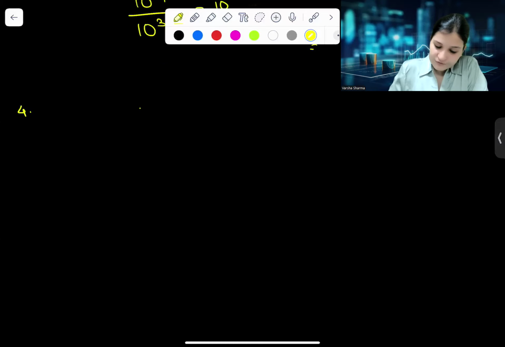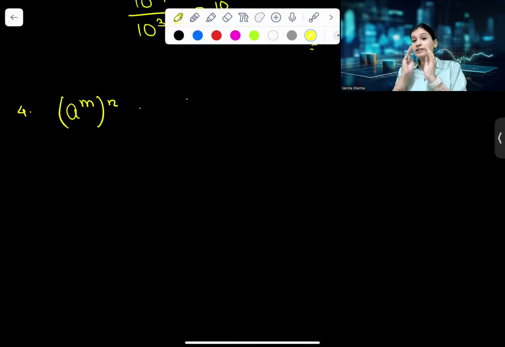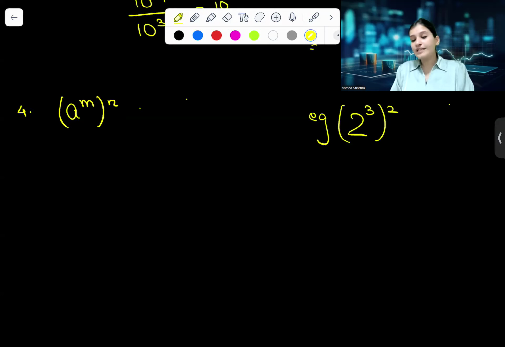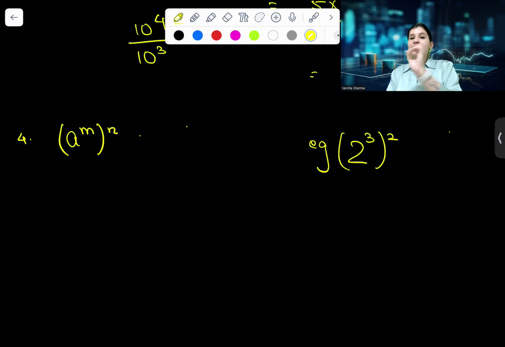Next, fourth. If I have a power m and there is another number on the same level. See, there are two things now. First example, 2 to the power 3 that gets multiplied twice. Here if you can see, the font size of 3 and 2 are the same. That means they are on the same floor. 2 is on the ground floor. Both 3 and 2 are on the first floor.